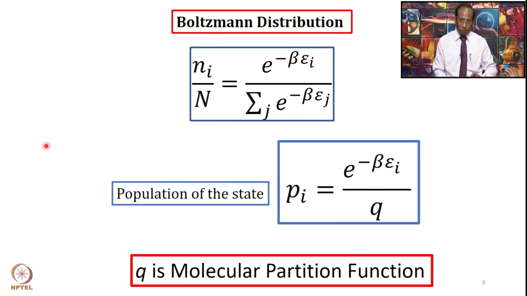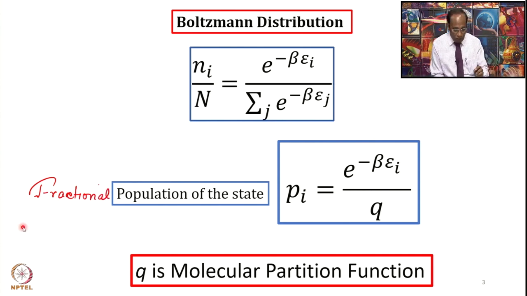So what have we discussed? We started with the Boltzmann distribution, where Ni upon N we refer to as the population of the state. To be more precise, read it as the fractional population of the state, because it is Ni upon N. What is this equal to? Exponential minus beta Ei, divided by this denominator, which we have just discussed is the molecular partition function. Therefore, the fractional population of any state can be calculated once we have information about the various energy levels, and we also need to know the temperature and the molecular partition function.